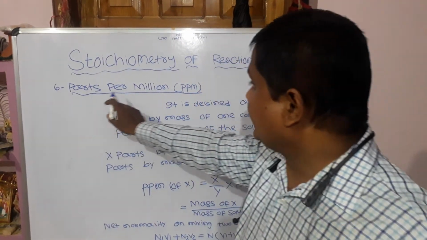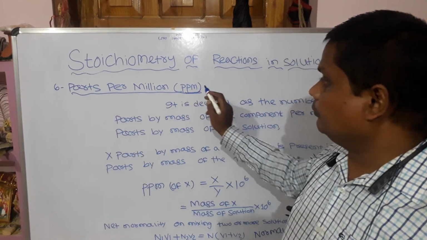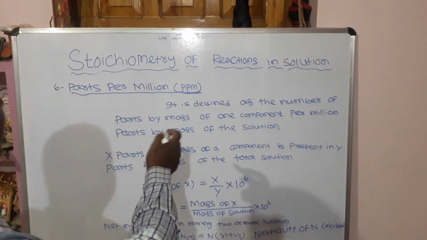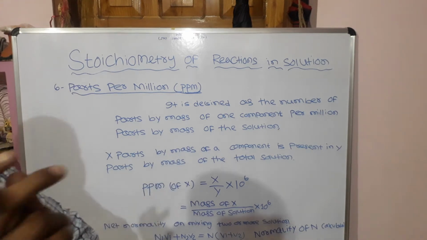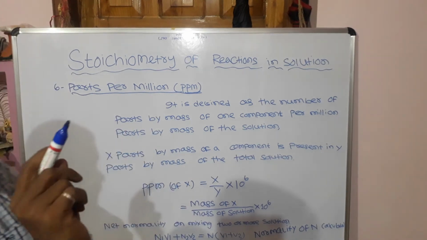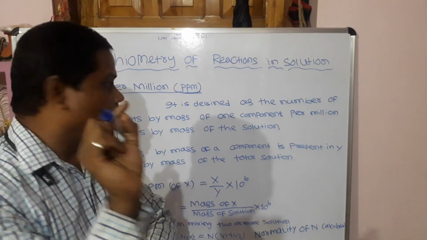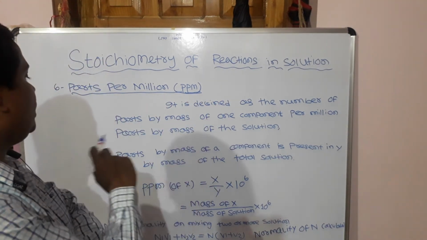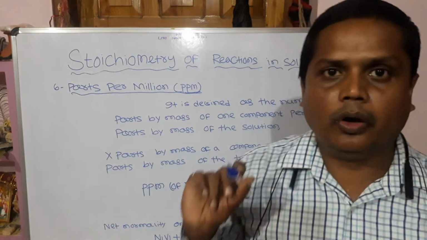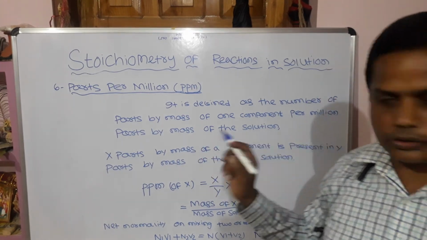Sixth part, parts per million, ppm. It is defined as the number of parts by mass of one component per million parts by mass of the solution.